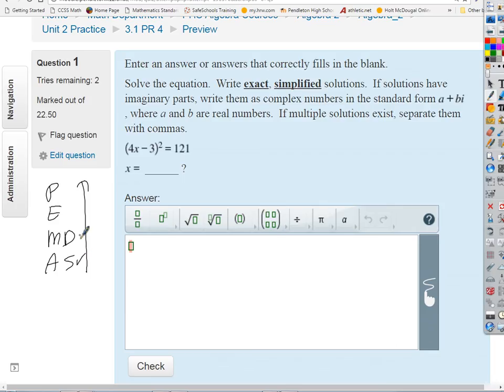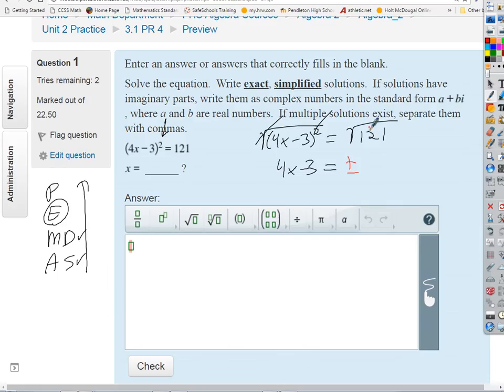Outside of parentheses, there is no multiplication or division. The very first thing we hit is the exponent, right? So we're going to undo the exponent by square rooting both sides. So we're going to get the square root of 4x minus 3 squared equals the square root of 121, right? And so that undoes the square rooting that side, and I end up with 4x minus 3 equals plus or minus.